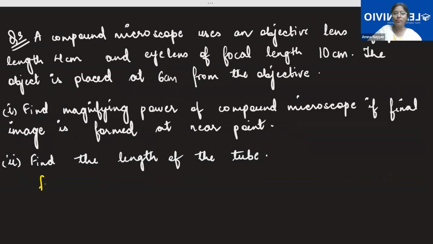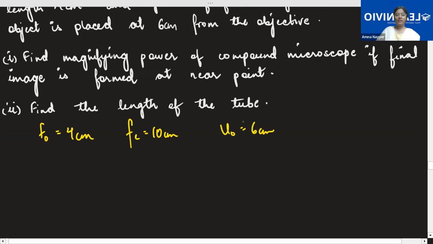So here we have focal length of the objective as 4 centimeters, eye lens as 10 centimeters, UO is 6 centimeters. First it says the image is formed at the near point. Near point means least distance of distinct vision.